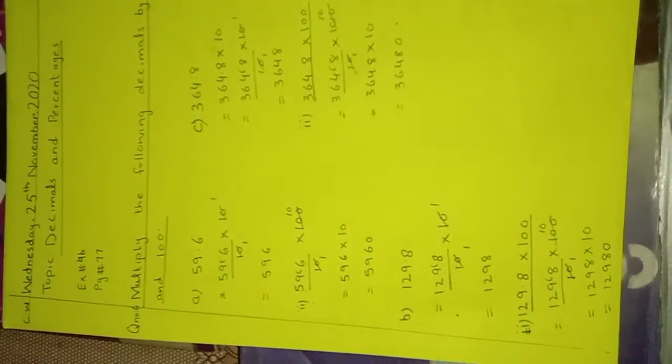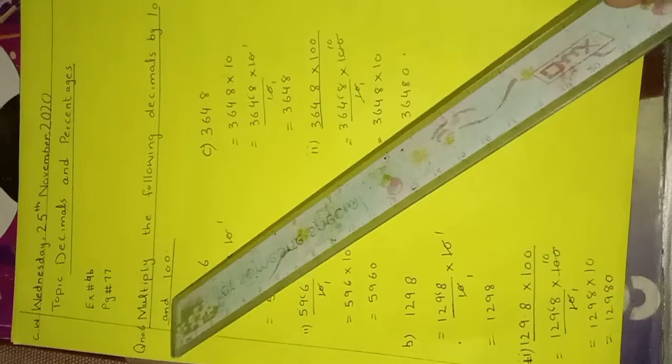Previously, we have done question number 1 to 5 of exercise number 4B. Today, we will do question number 6 and 7. Let's start with question number 6. Question number 6 is about the multiplication of decimals by 10 and 100.